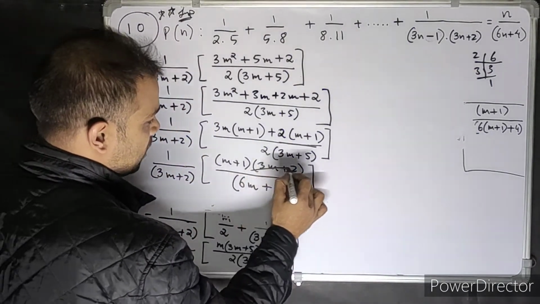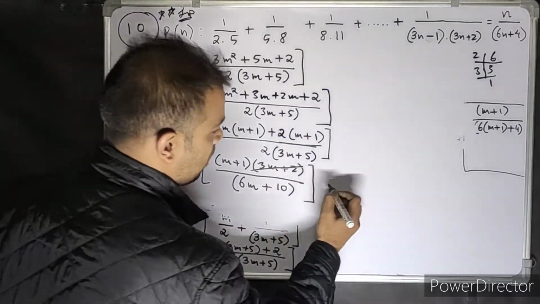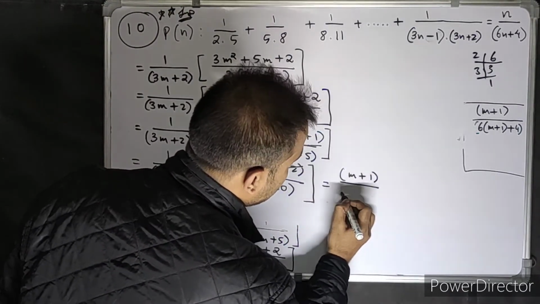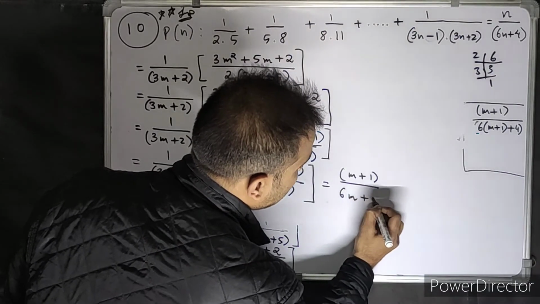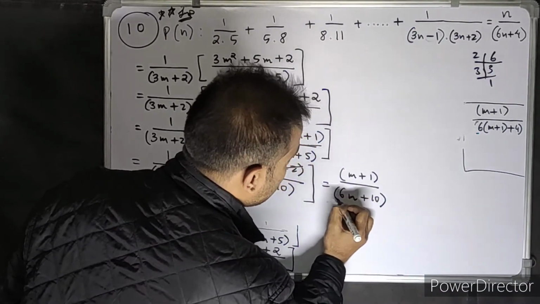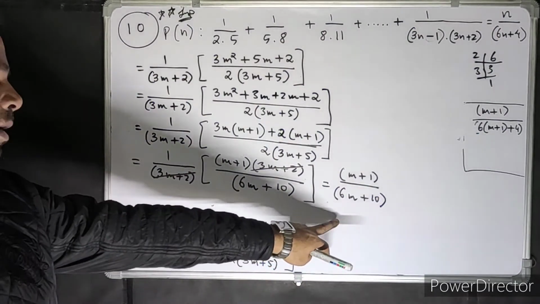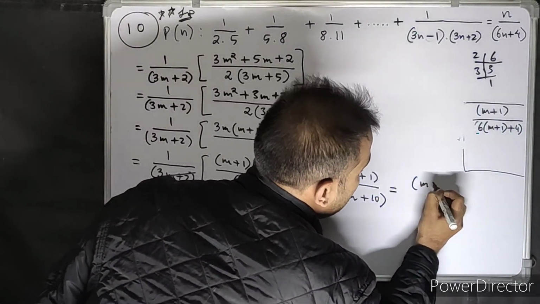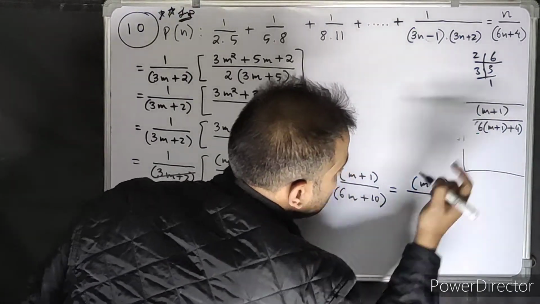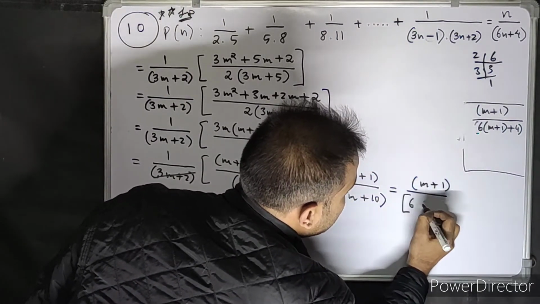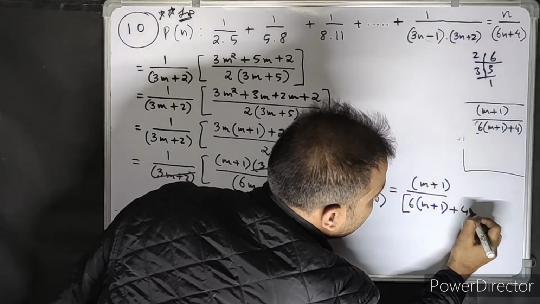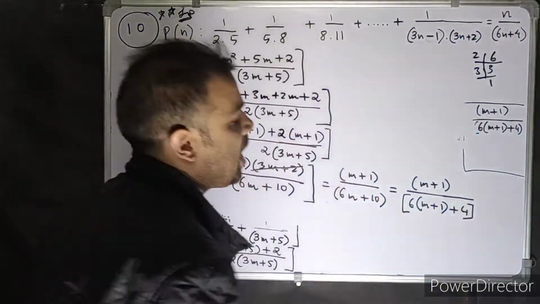Okay, now from here 3m plus 2, 3m plus 2 is gone. So you're left with what? You're left with m plus 1 over here, and down here you're left with 6m plus 10. Okay, now if you want to split it, it's very easy to split. Look, you can just put m plus 1 here, and then you can just write it like your question, 6m plus 1 plus 4. Like your answer, I mean, like your RHS you can write.